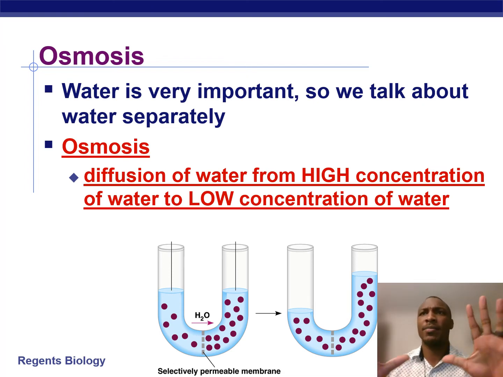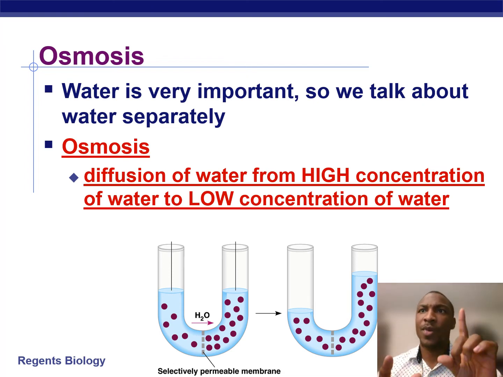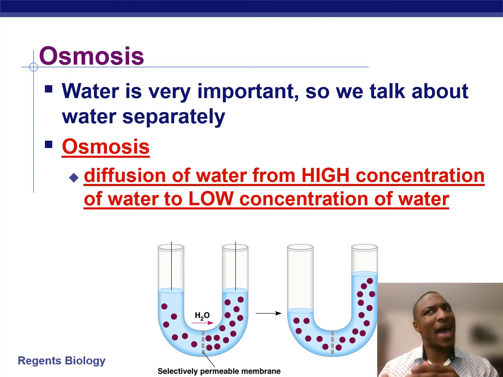Time out. Wait a second, Mr. DeHaty. So water moves from high to low. What does that mean? Is it active, requires energy going up the hill? Or is it passive, starting at the top of the hill and rolling down to the bottom, high to low? It's passive, high to low.